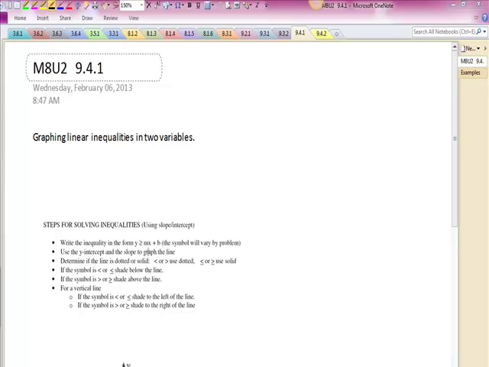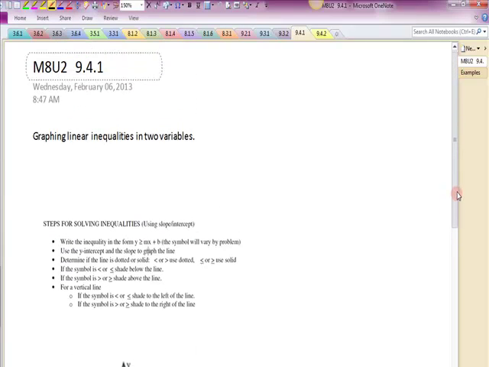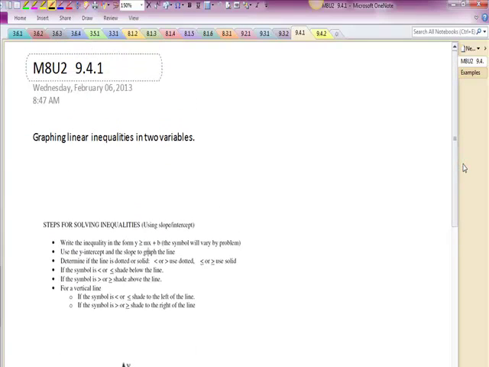In this lesson, we're going to continue working with graphing, but these are going to be linear inequalities in two variables. So we are going to be using the coordinate plane, but these are going to be inequalities as opposed to equations. You may want to take a minute to pause this video and write down the steps for solving these inequalities using graphing.